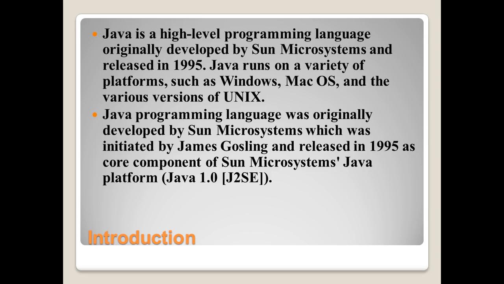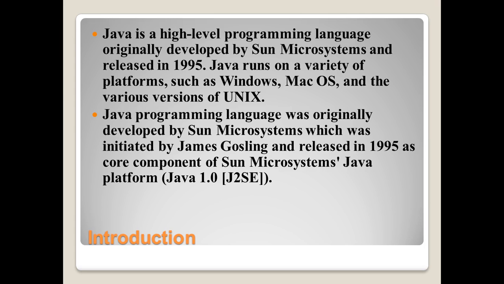What is Java? It is a high level programming language originally developed by Sun Microsystem, and it was released in 1995 by James Gosling. And Java runs on a variety of platforms. That means we can make our programs on Windows, Macs, and Unix or Linux.